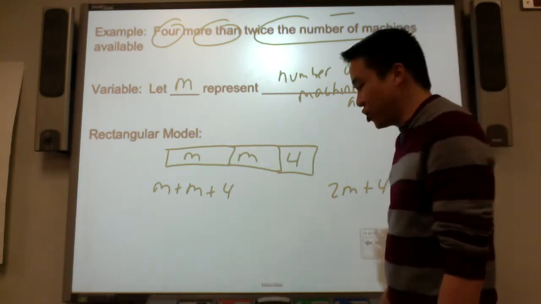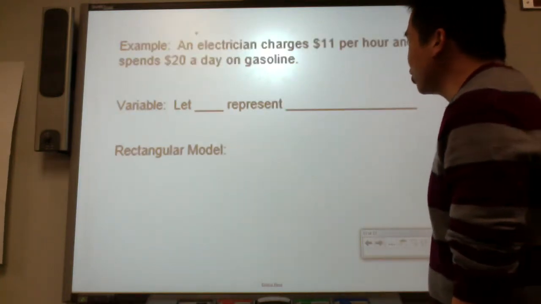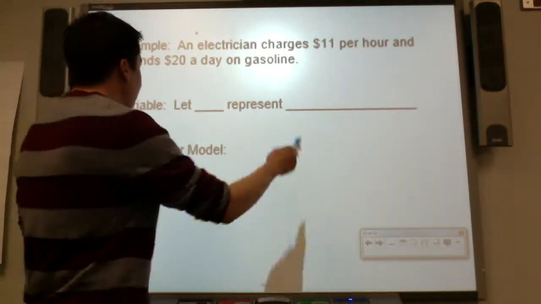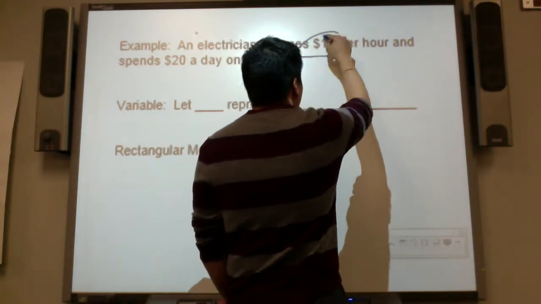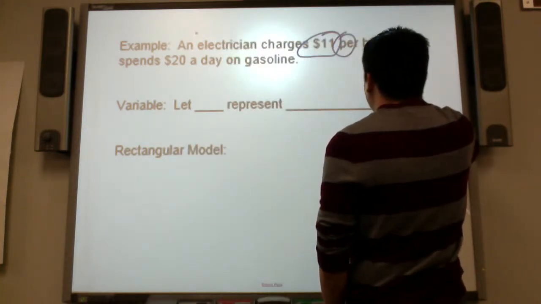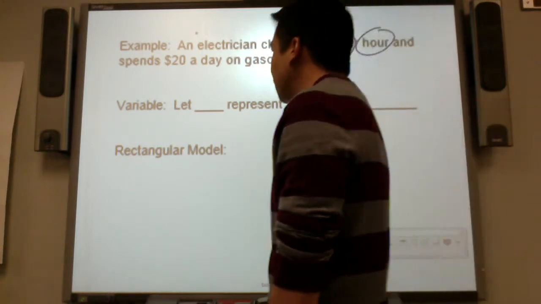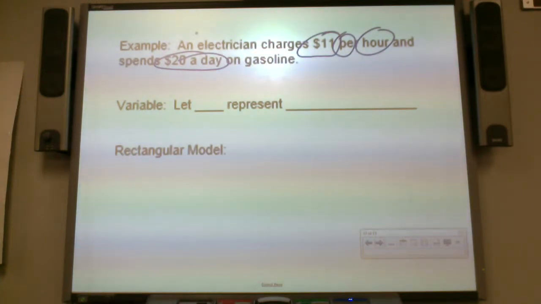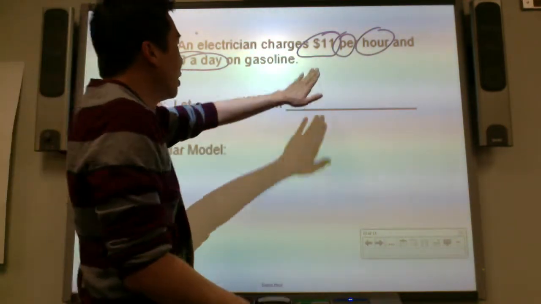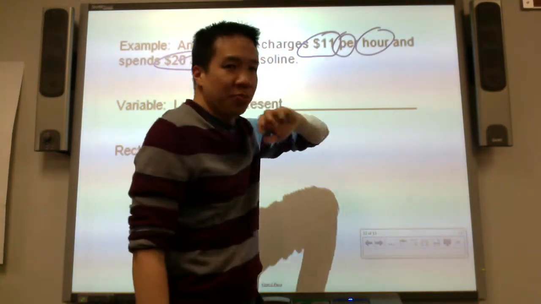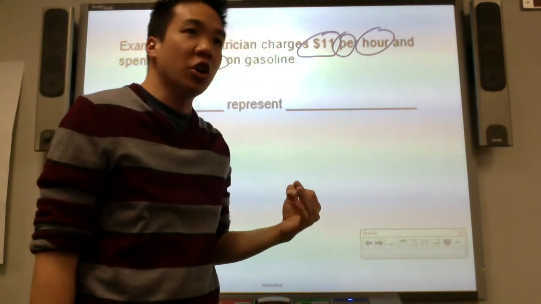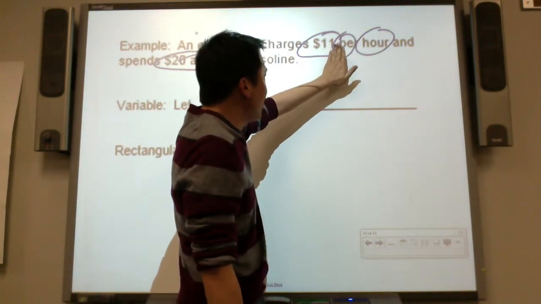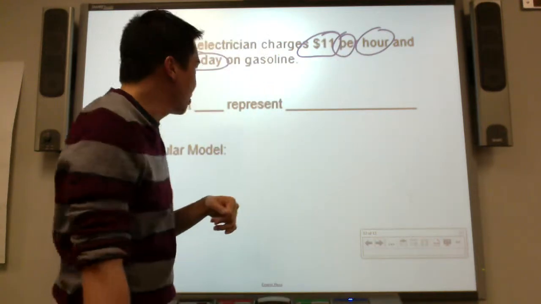An electrician charges $11 per hour and spends $20 a day on gasoline. So he charges $11 per hour and spends $20 a day. So what is the operation? So per, $11 per hour. Some of you say, oh, it's dividing. Could be. Also, it could be multiplication. Per could be multiplication because every hour he charges $11.